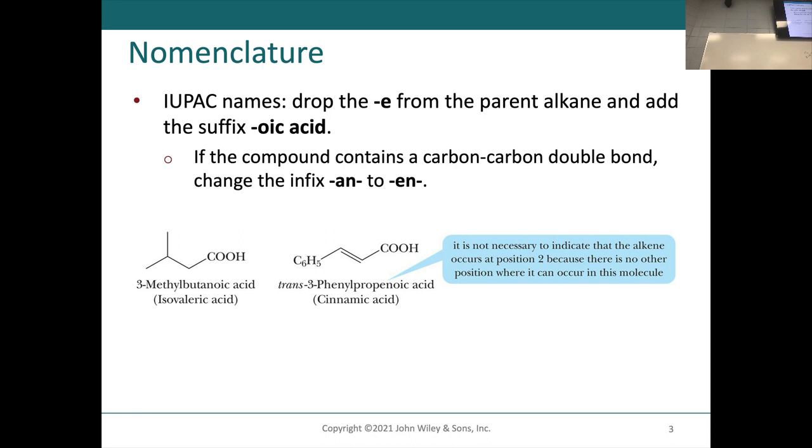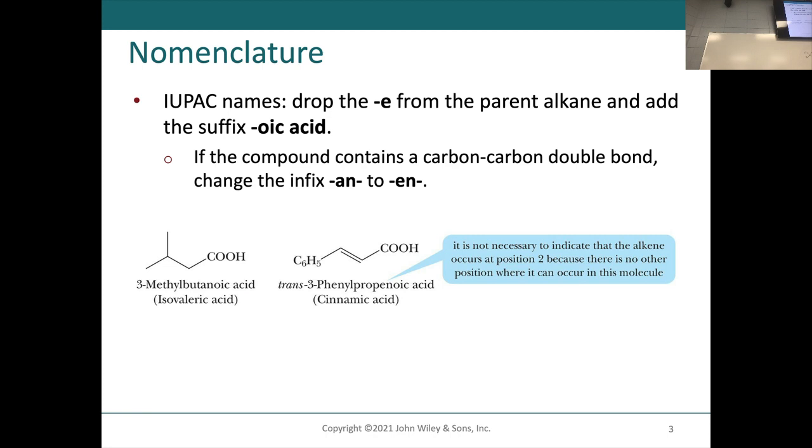What's weird about that name? Yeah, the 3. Why is that weird? If you went from left to right, it would be 2-methyl, right? And what was the rule we learned in naming alkanes? Lower better, right? So why is this 3-methylbutanoic acid? There's a special rule. What can you discern that rule to be from looking at this?